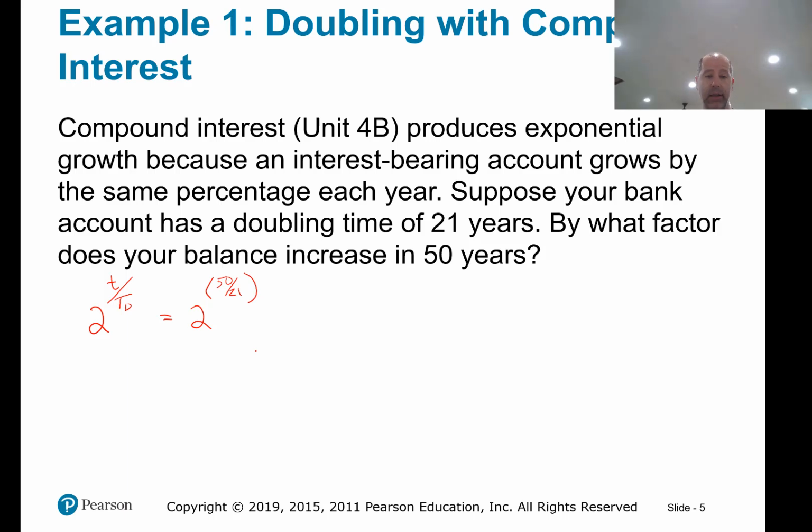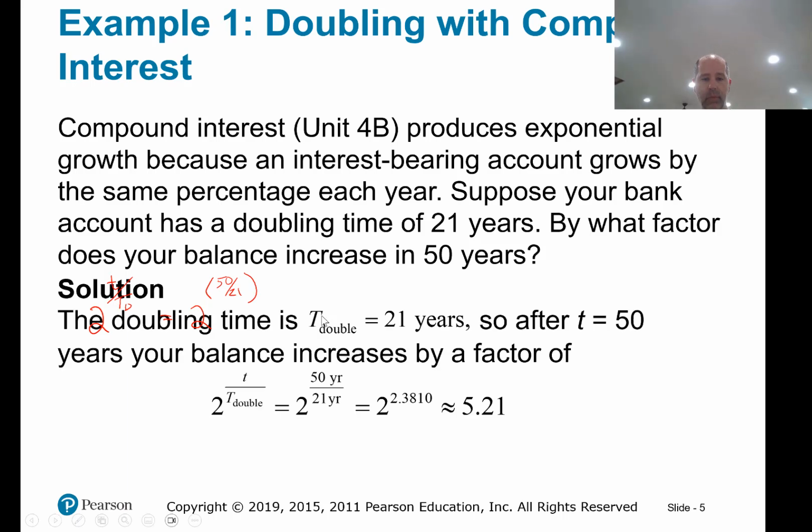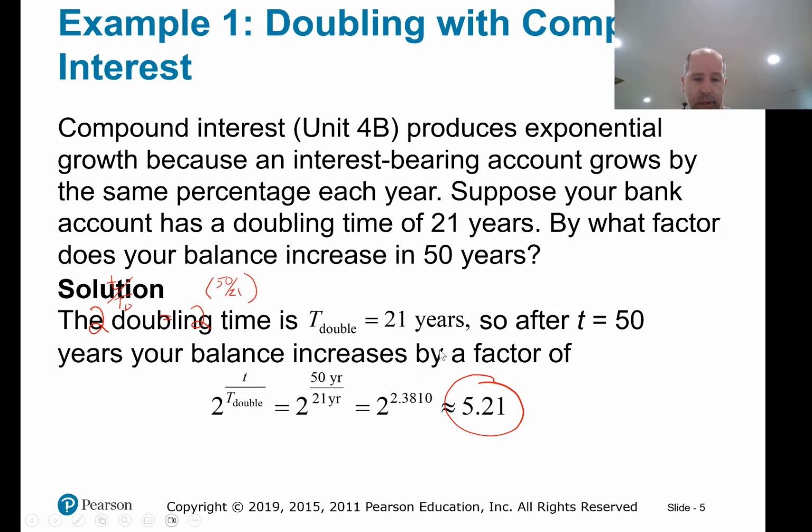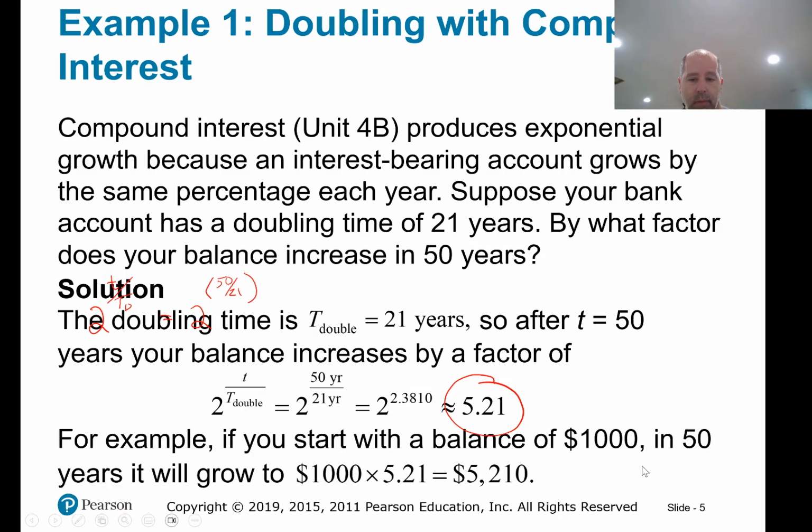Of course, we can put that in our calculator and calculate it. And we get approximately 5.21. That's the factor. So your money is going to grow by a factor of 5.21 over 50 years based on the doubling time of 21 years. So if you have a balance of $1,000, in 50 years you'll end up with $5,210.